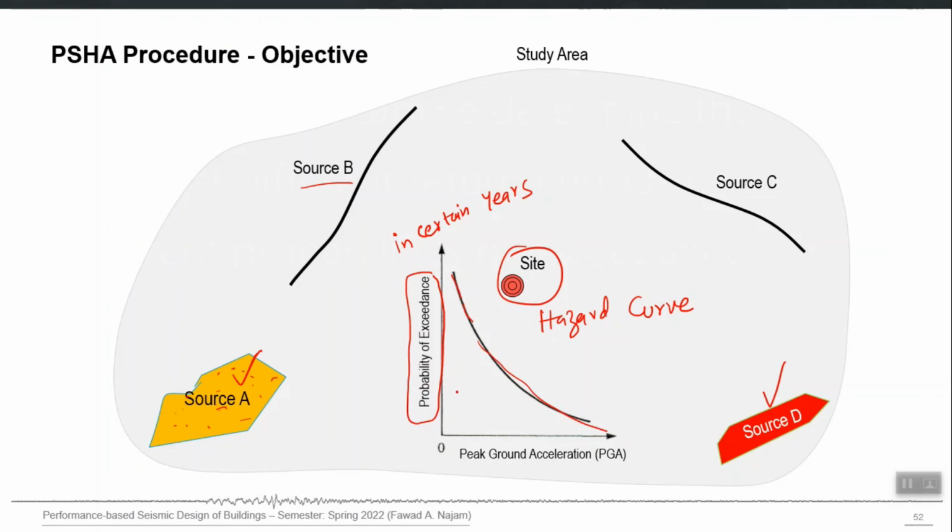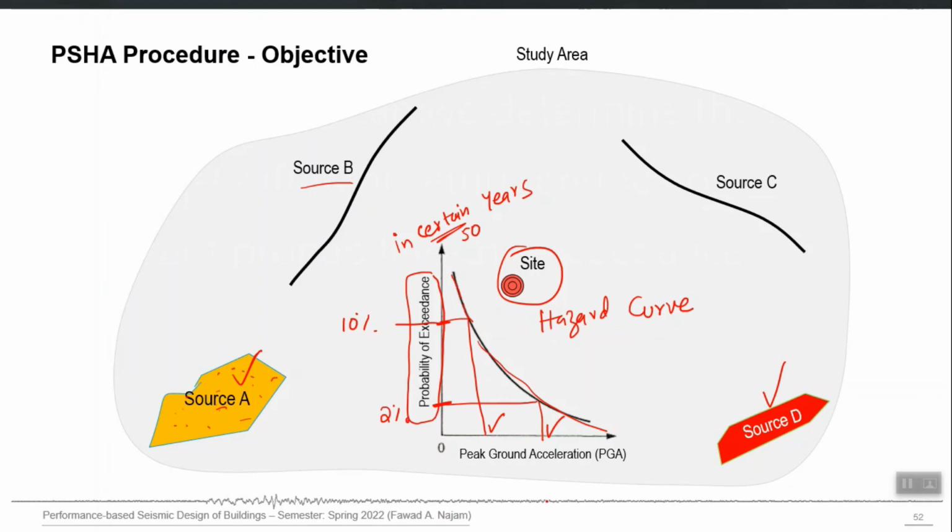So now you can know that, for example, if I want 10% probability of exceedance in 50 years, if this is my definition of hazard, probabilistic definition of hazard, and these certain years is, let's say, 50 years, you will simply go for 10% number and pick the PGA value. This is your DBE level PGA. If you want to know the PGA for MCE level, 2%, so you simply go for 2% probability of exceedance and pick another PGA number.